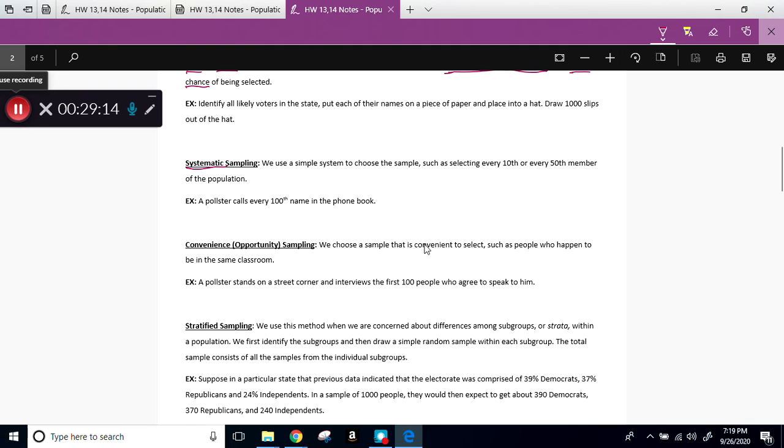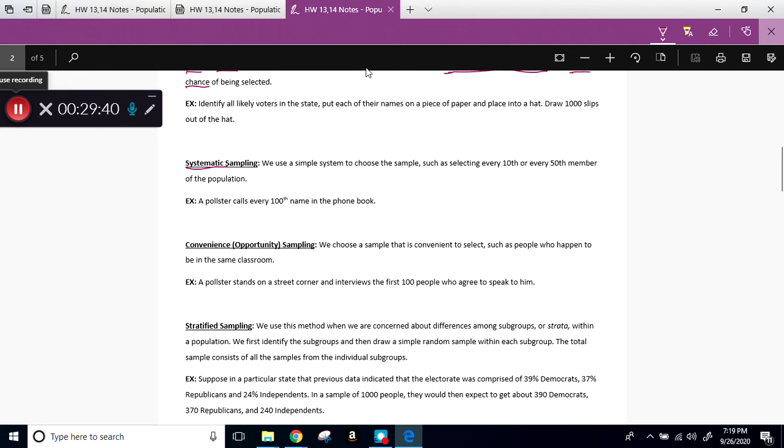So that may be a good way to do this, because at least you don't have as much of a chance of having everybody maybe with a similar last name or something like that. It's going to be the 100th name out of the whole phone book. So it's a little more diverse maybe.